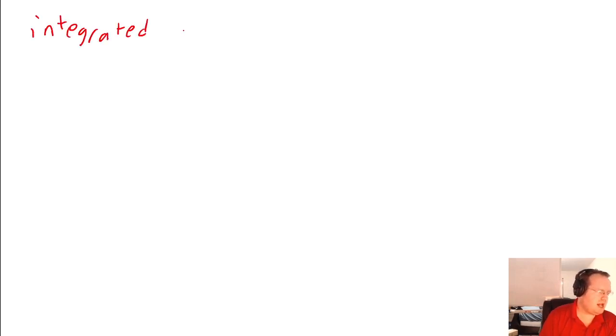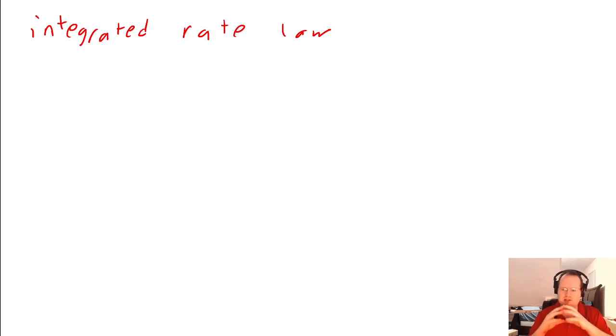Okay, for this video, we're going to take those ideas we were talking about with rate laws, and look at some additional things we can do with them. Specifically, we're going to talk about what we call an integrated rate law. An integrated rate law is an equation that lets us use the concentration to figure out the rate of our reaction.